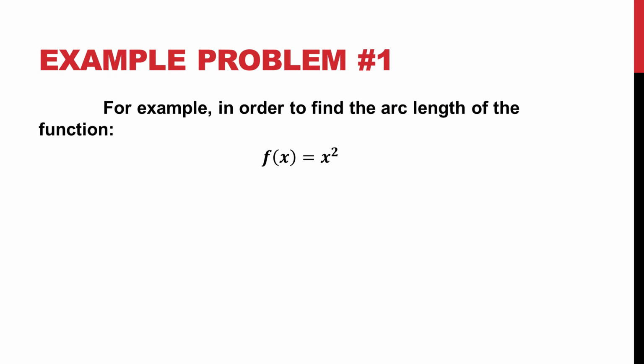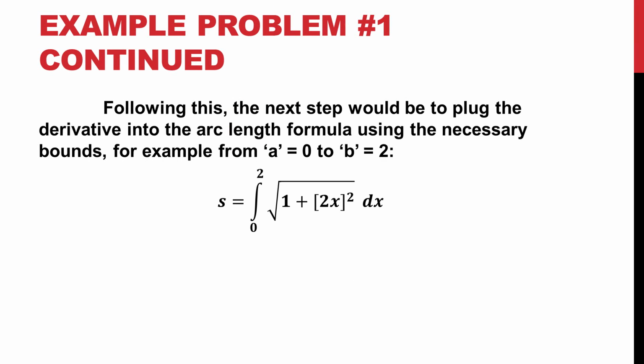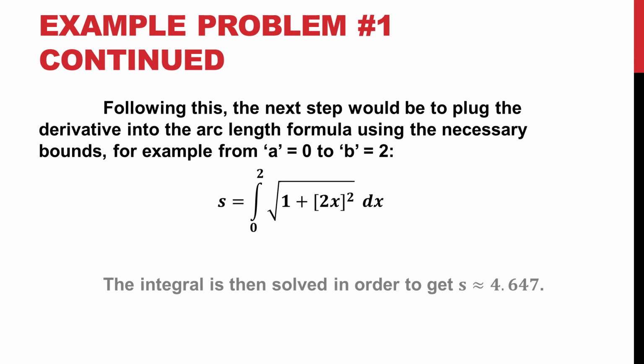Example problem number 1. For example, in order to find the arc length of the function f of x is equal to x squared, the first step would be to take the derivative, or f prime of x is equal to 2x. Following this, the next step would be to plug the derivative into the arc length formula using necessary bounds, for example from a is equal to 0 to b is equal to 2. The result is shown below, being s is equal to the integral of 0 to 2 of the square root of 1 plus 2x squared dx. The integral is then solved in order to get s is approximately 4.647.